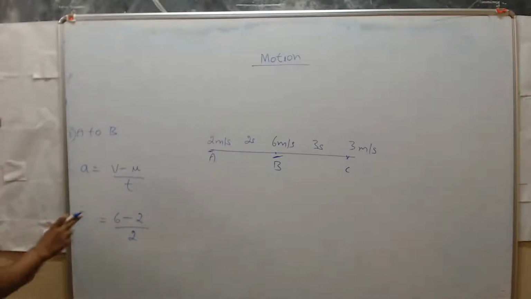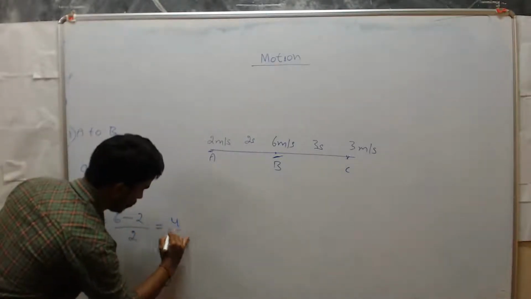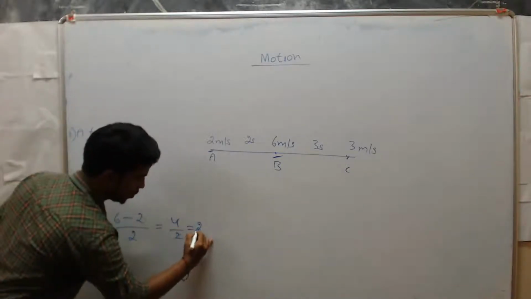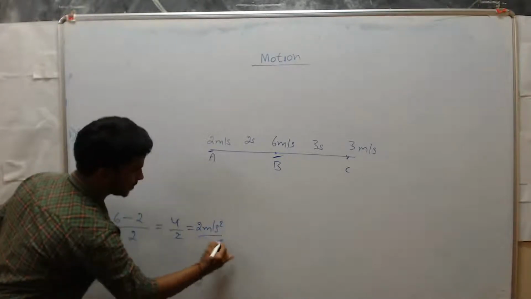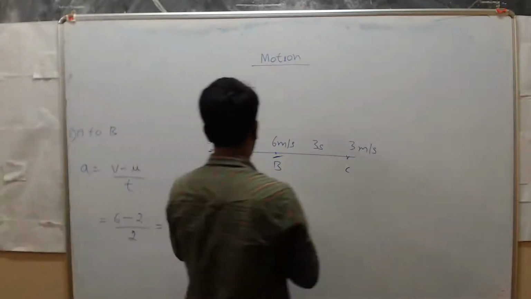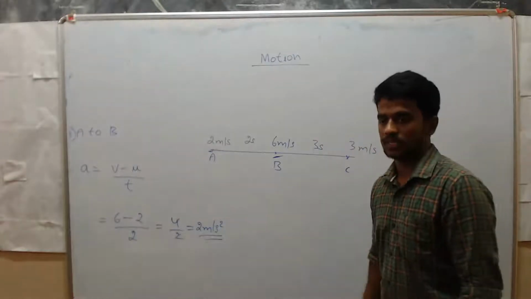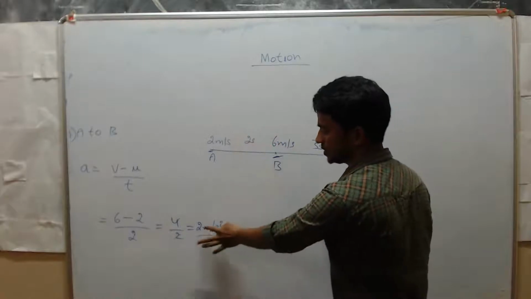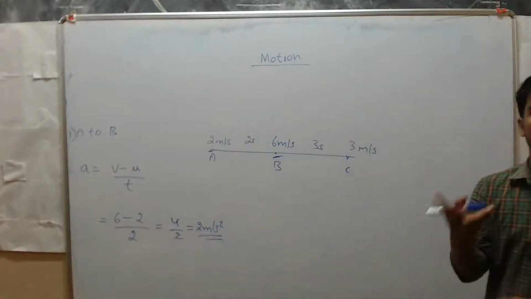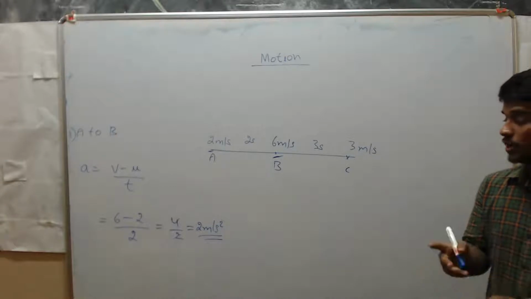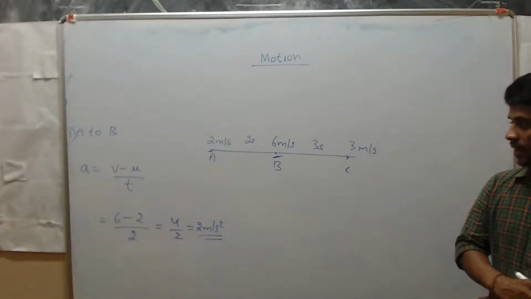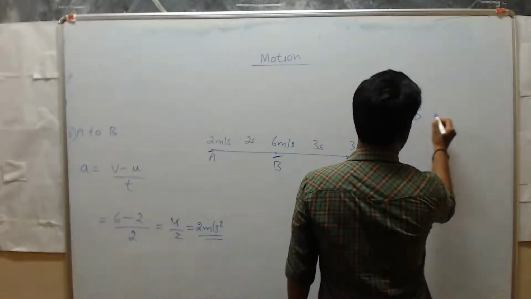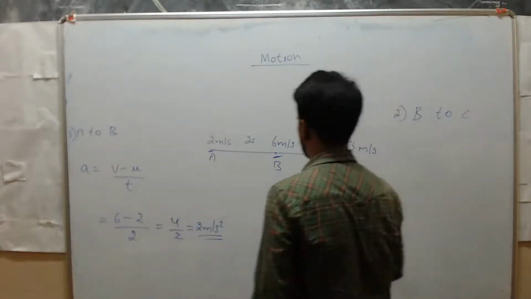So 6 minus 2 is 4, divided by 2 gives 2 meter per second square. Yes, the acceleration between A and B is 2 meter per second square. Here the velocity changed from 2 to 6 in 2 seconds, and that change in velocity is 2 meter per second square. Now the second case, from B to C.